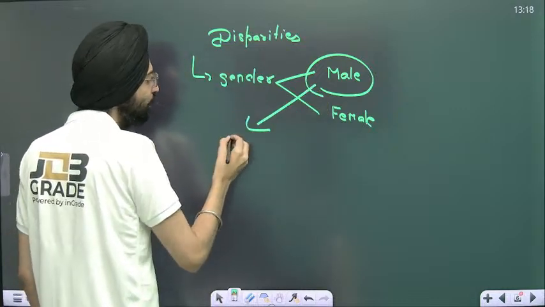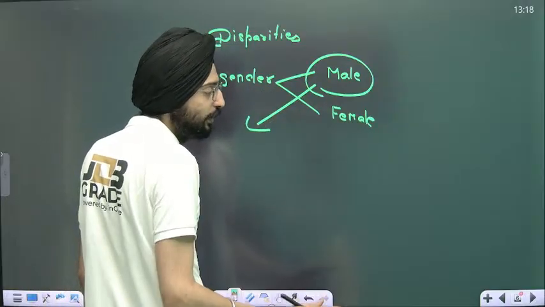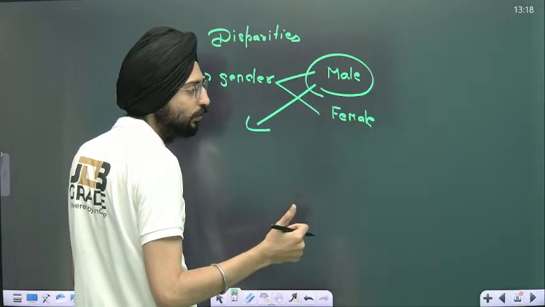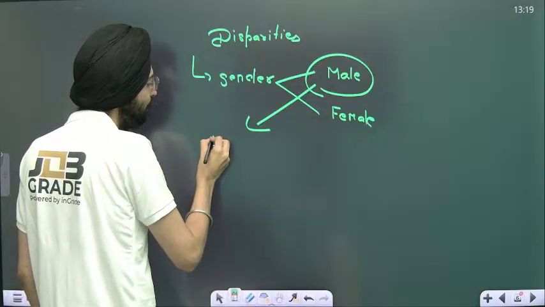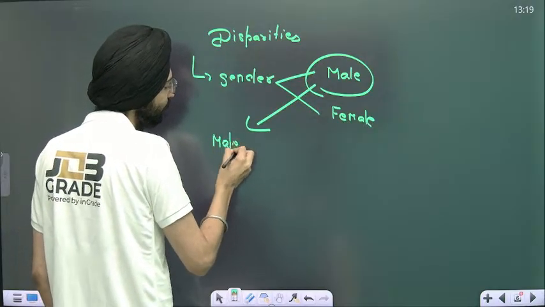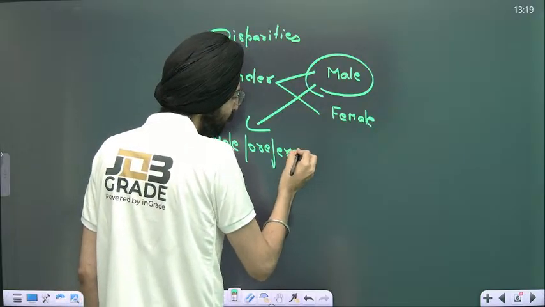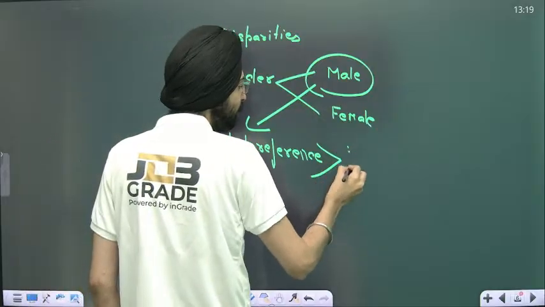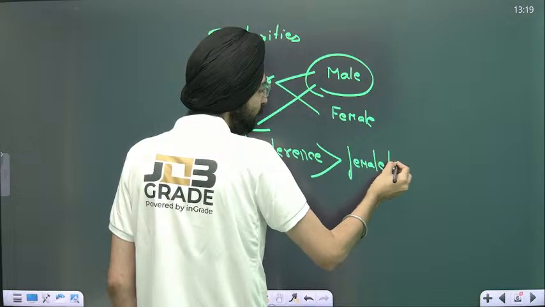So males are given more preference when it comes to education as compared to females. The condition is that there are limited resources with the family. They can only teach one person, not two. So male preference is more as compared to female preference.